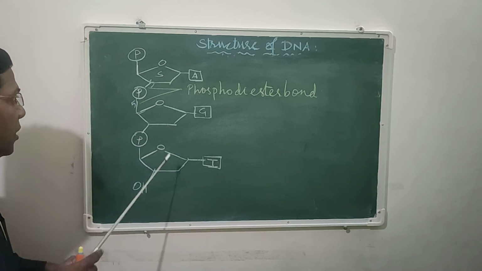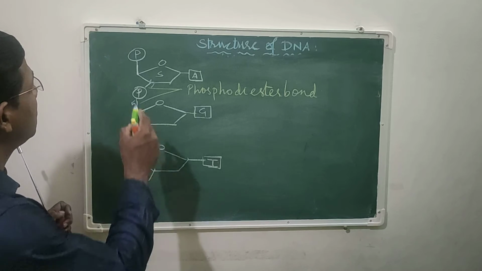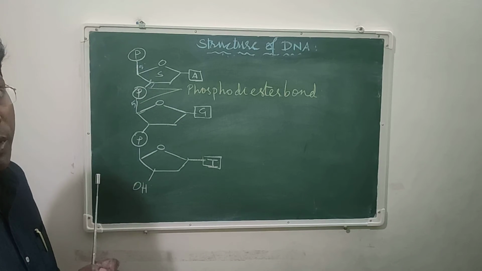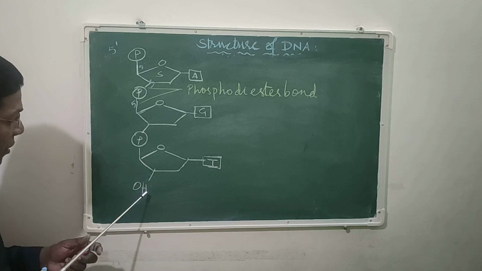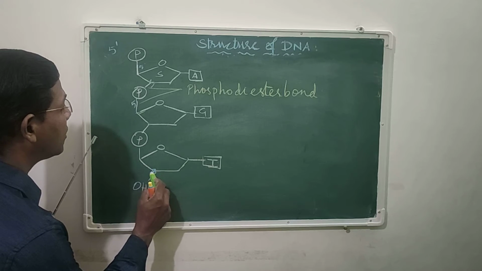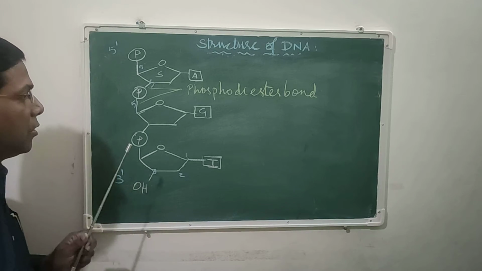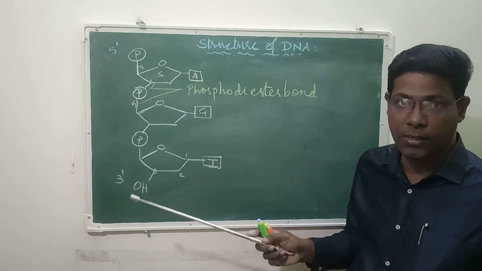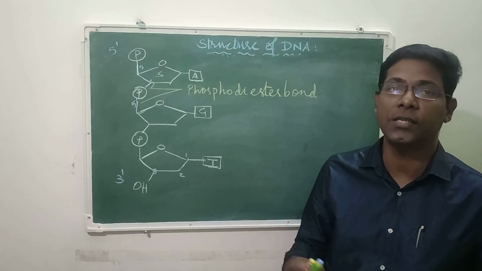Now this polynucleotide chain at one of its ends has a free phosphate group, which is attached to the fifth prime carbon atom of this pentose sugar. Therefore it is known as the 5' end. At the other end we can see a free OH group, which is attached to the third prime carbon atom, so it is known as the 3' end. The end of a polynucleotide chain with a free OH group is the 3' end, and the end with a free phosphate group is the 5' end.